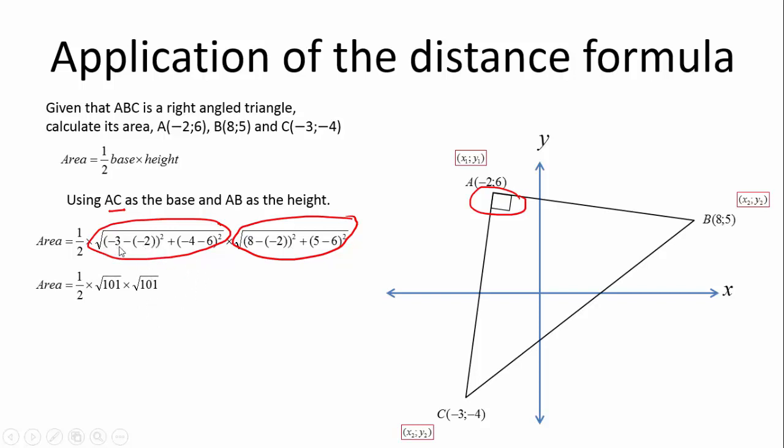Now, what was this? Negative 3 minus 2. What is minus 2? Plus 2. So that's going to be negative 1. It's going to be 1 squared. That's going to be 10 squared. We can quite easily see that these equal 101.